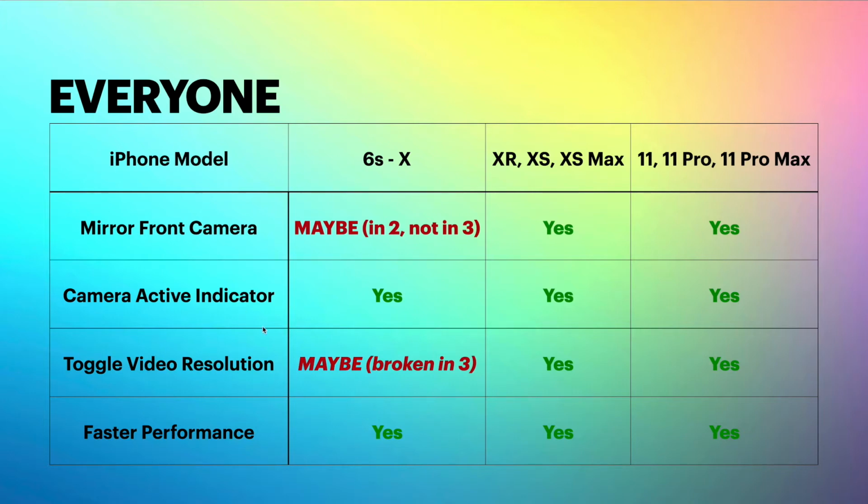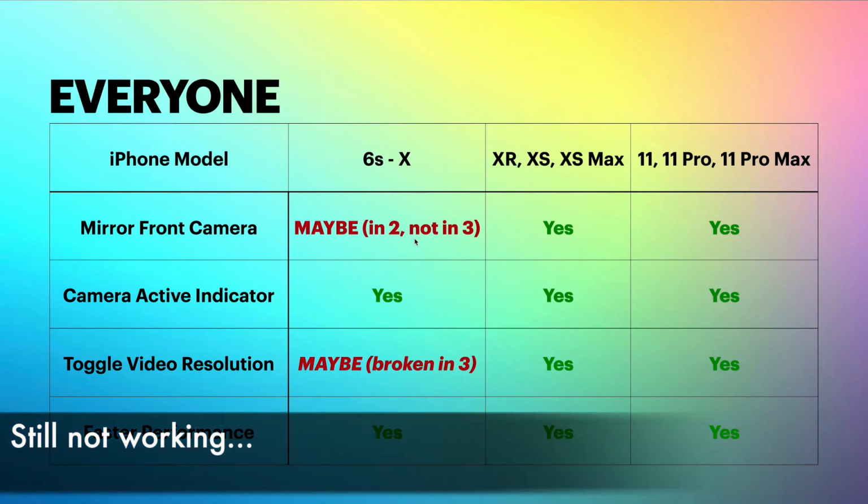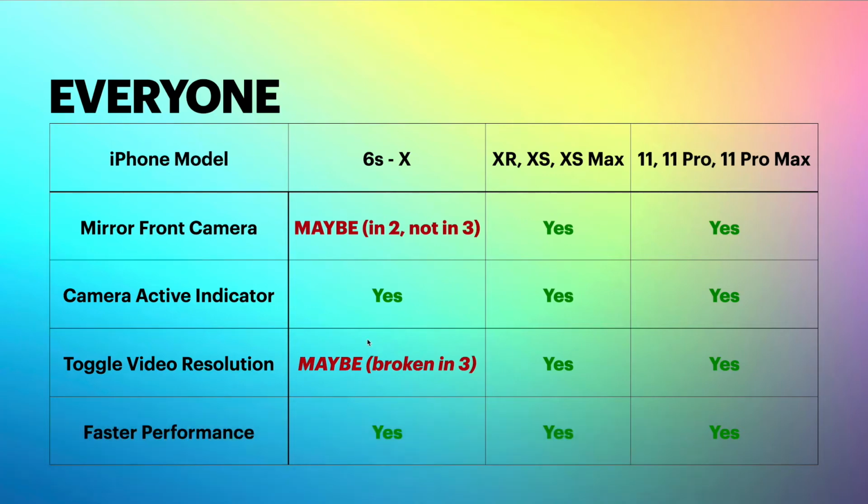Now, these 4 features are working on the 10s and 11s, but on the 6s, the mirror front camera was kind of working in Beta 2, but it's broken in Beta 3 for me. And the toggle video resolution is also broken. So hopefully Apple fixes these issues.